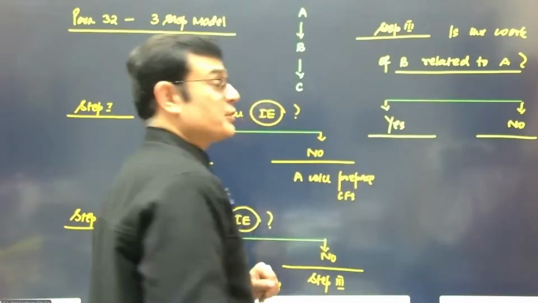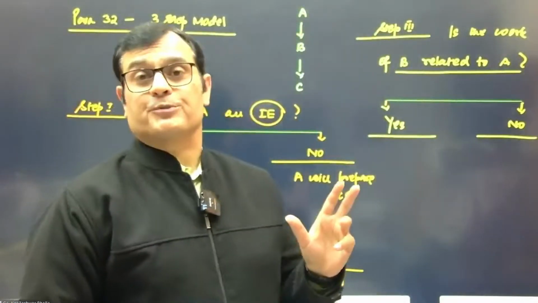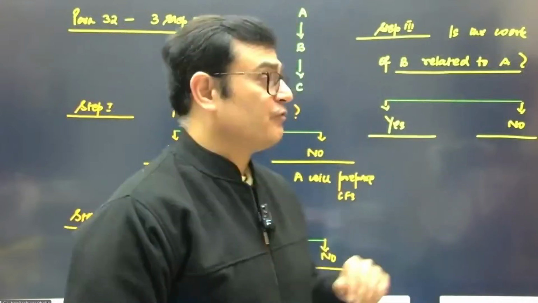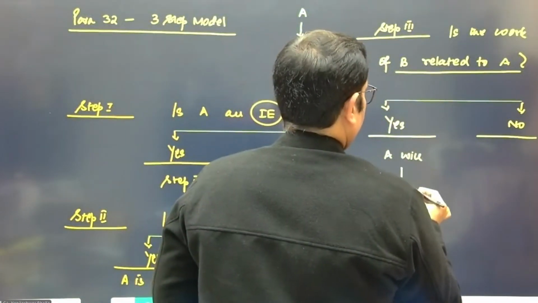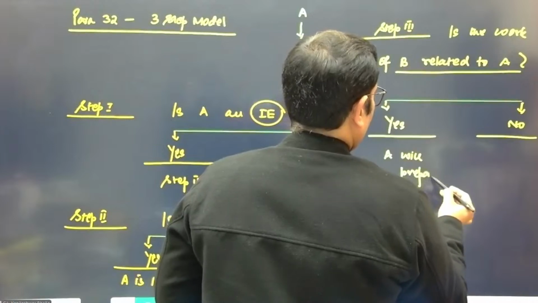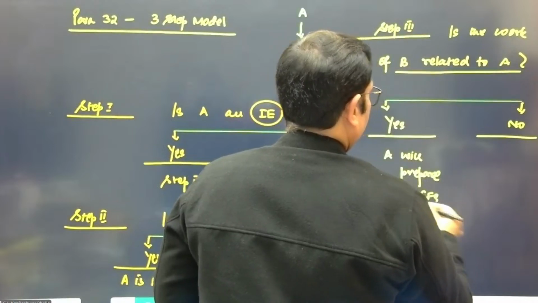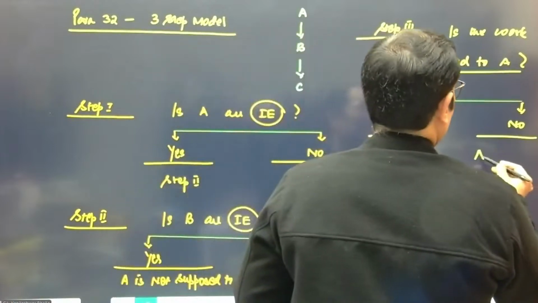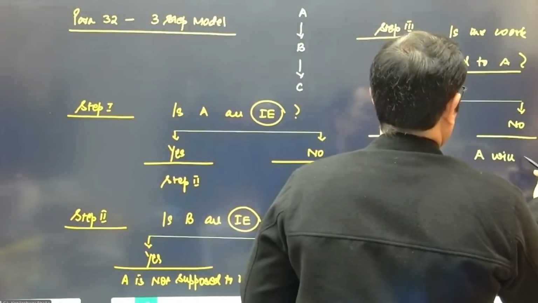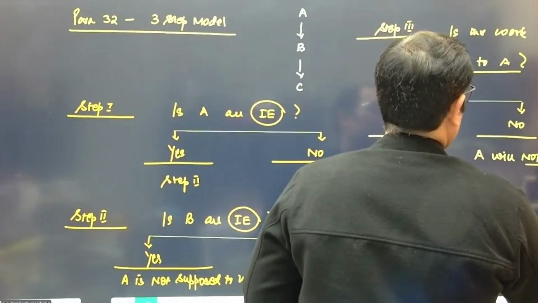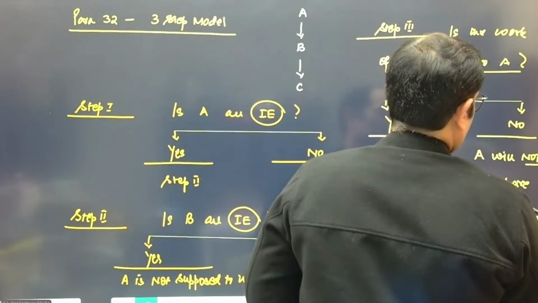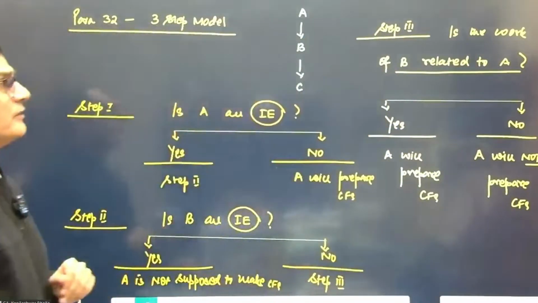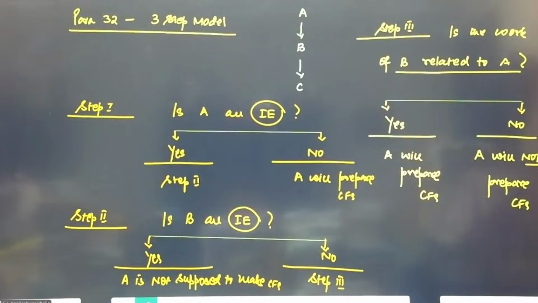If it is yes, apples and apples. So A will make consolidated financial statements. And if you say no, A will not prepare consolidated financial statements. So this is the chain of thought in terms of para number 32, which is my 3-step model in this case.